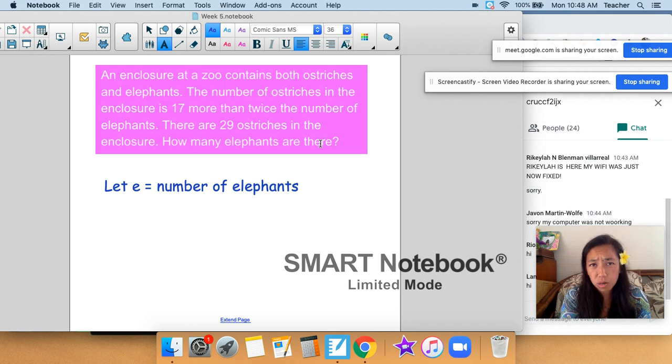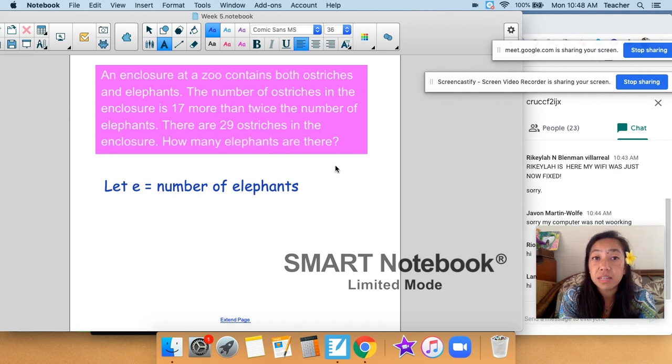So that's kind of a lot of words going on over there. It's like, okay, where do we even begin? Always remember, what did I say? We begin at defining our variable. So you see here, I wrote, let E equal the number of elephants, because in the last sentence, it's asking us how many elephants are there.